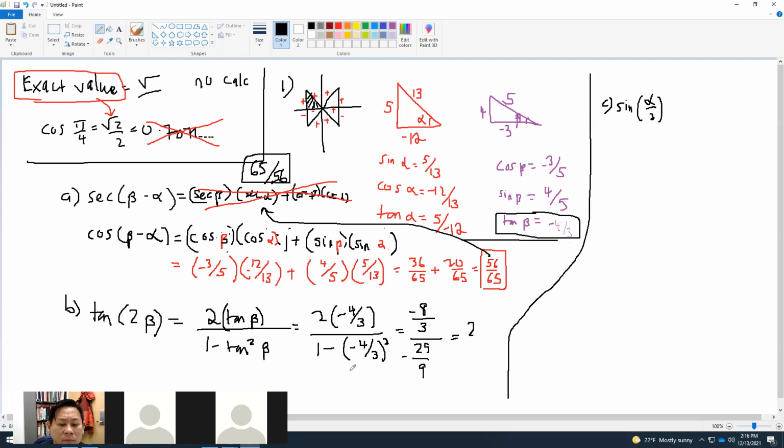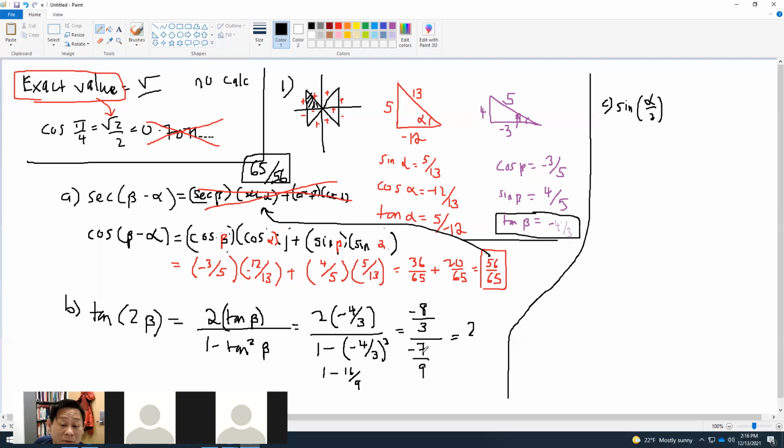Divide by this negative is 1 minus what? 16 over 9, right? I don't think so. You get 25 over 9 here. Anyone? This is wrong. So that's the reason why I want you guys to do it, because a lot of students calculate the problems wrong. Negative 7 over 9. Yes, this is negative 7 over 9.